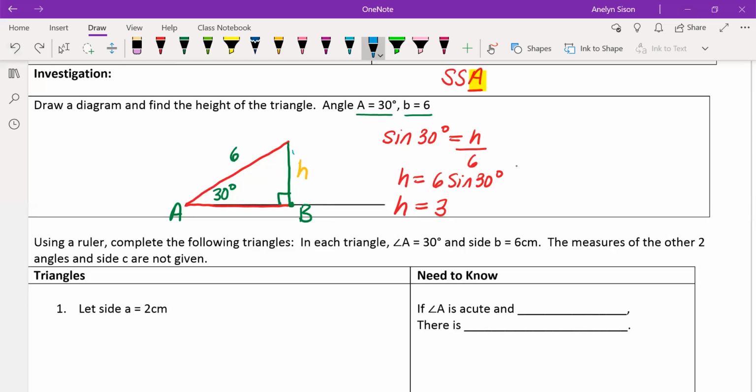Right. So now we have to remember that every time we have an SSA situation, we want to solve for the height first, because the height will determine whether we can have one triangle or no triangle. And we know when we cannot have a triangle. When can we not have a triangle? If the side length given opposite that angle is smaller than its height, right? So we can't have a triangle that way because it's too short.